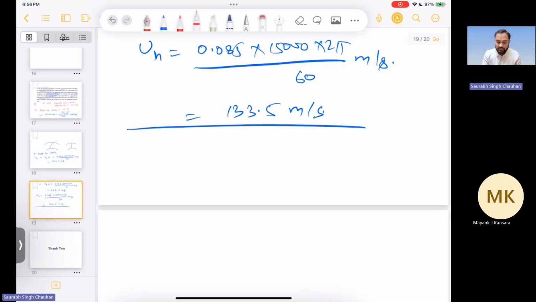Okay, so now coming to the outlet. At outlet, you know that in the ideal case, the velocity at outlet is equal to the blade tip velocity, right? In the ideal case.